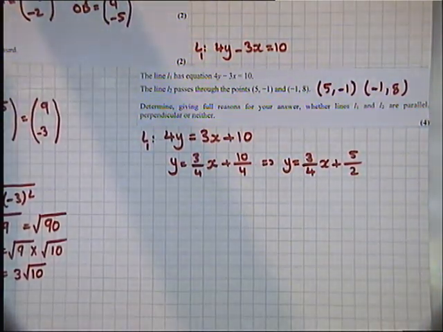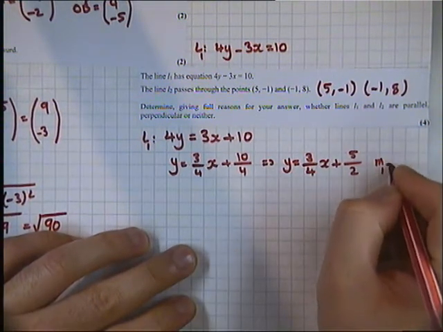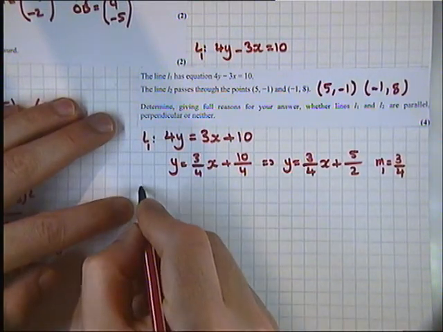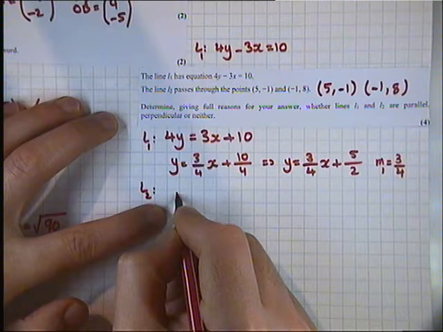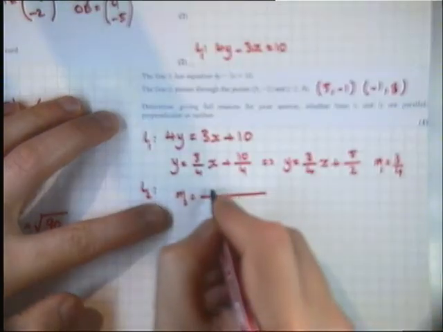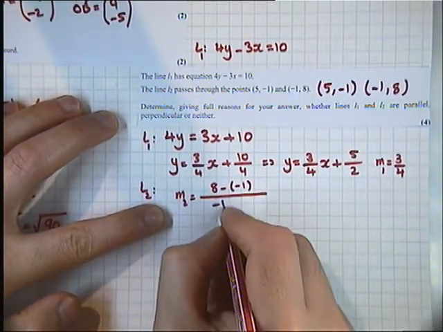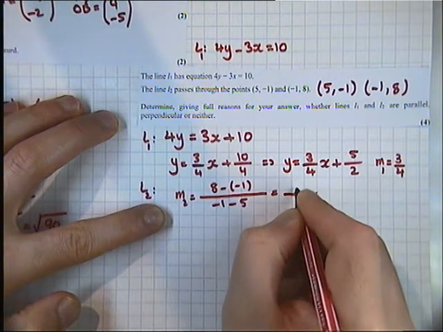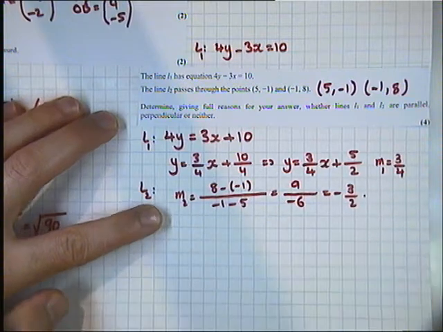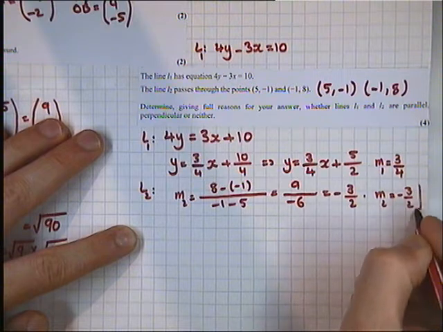We need to also write down the gradient for L2. So gradient of L1, let's call it M1, which is 3/4. Okay, gradient of L2, for L2, let's write down M2 is equal to y2 minus y1, 8 minus minus 1, over minus 1 minus 5, which is 9 over minus 6, which is minus 3 over 2. Therefore, M2 is equal to minus 3 over 2.